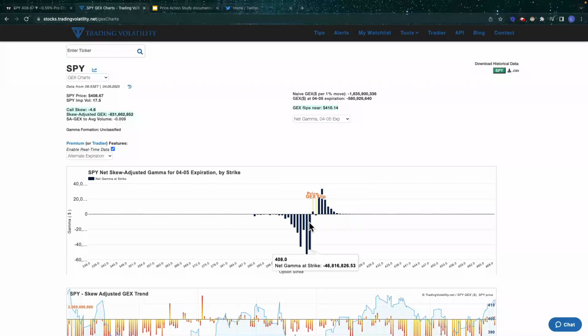So we're currently at 408 right now. This acts like a strong support. If we break under this 408, like I was talking about today, we can hit 406. Here's 405. Here's the 401 resistance.